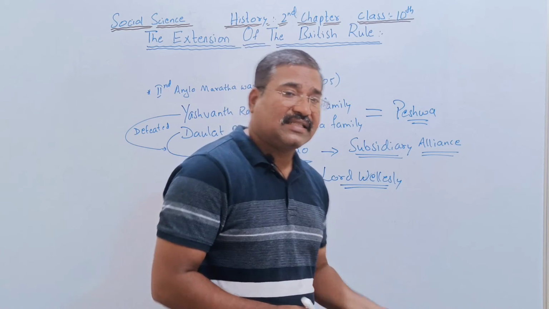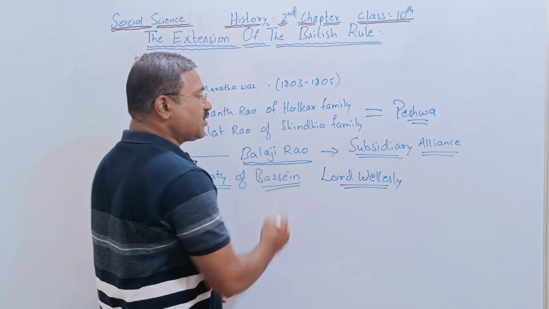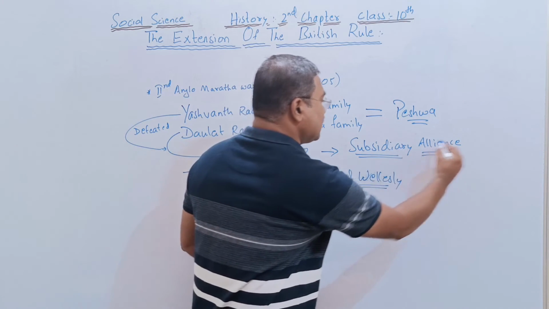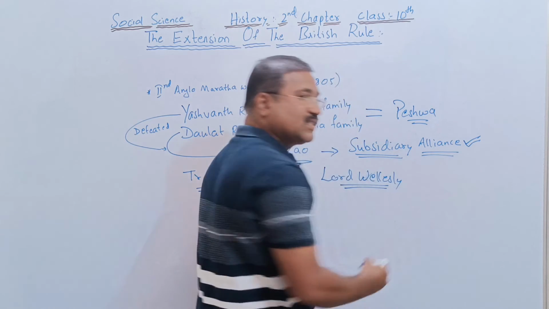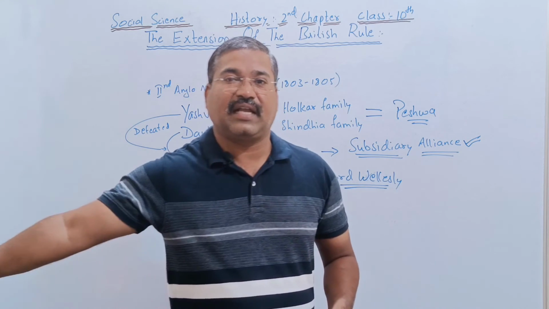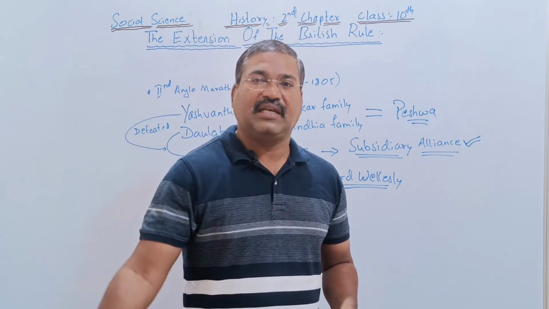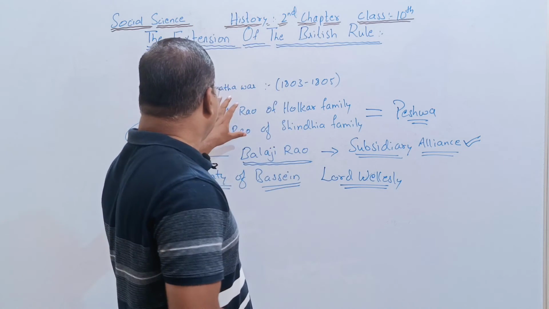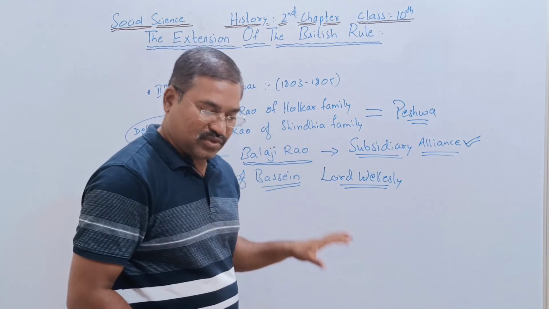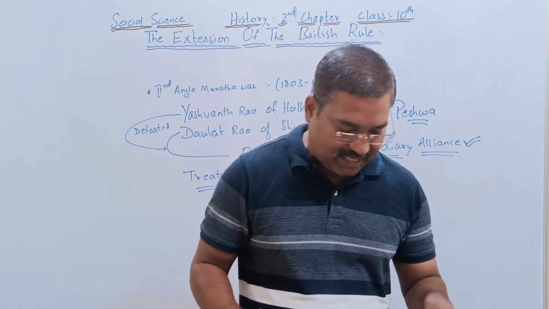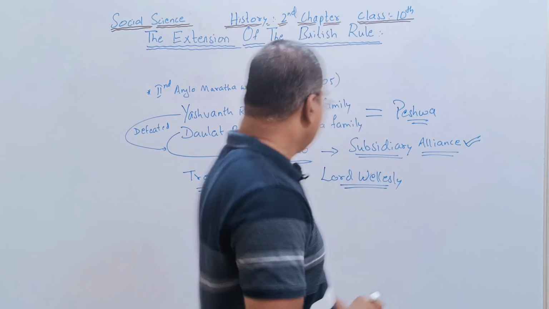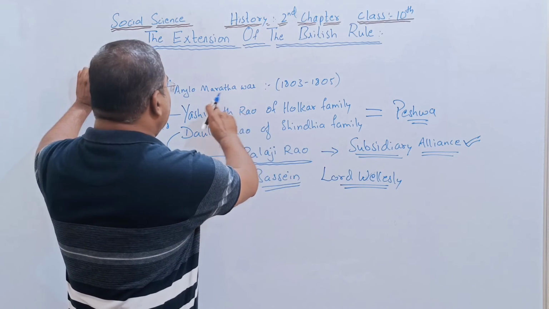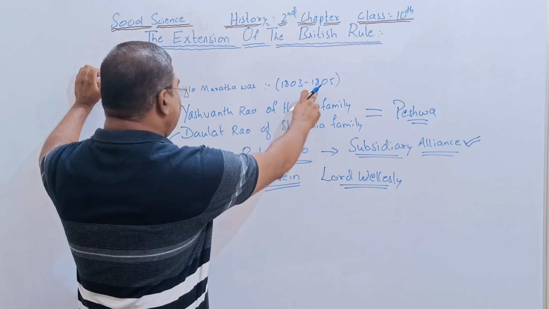On the other side, temporary peace was being maintained. Lord Wellesley moved, but the subsidiary alliance is still alive. In this way, the Second Anglo-Maratha War comes to an end. Okay, I will repeat. Second Anglo-Maratha War, 1803 to 1805.